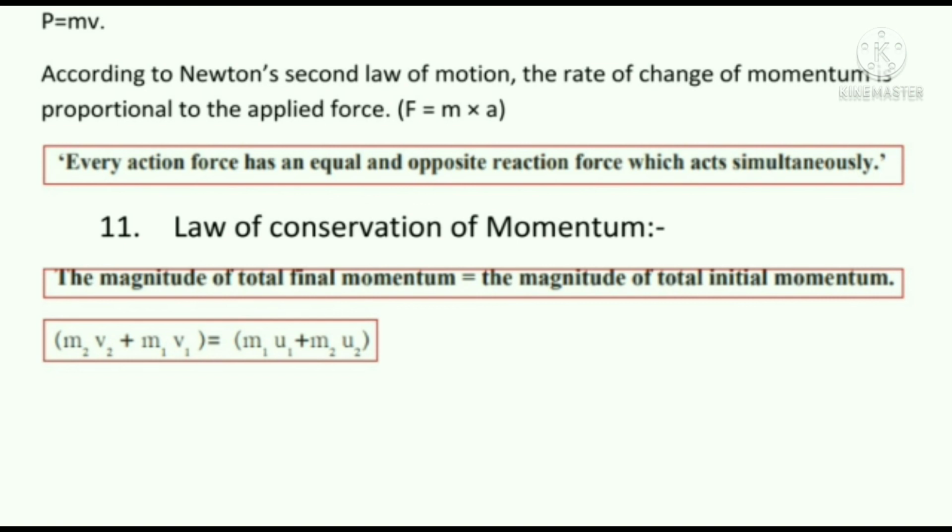Law of conservation of momentum. The magnitude of total final momentum equals the magnitude of total initial momentum. That is m1v1 + m2v2 = m1u1 + m2u2.